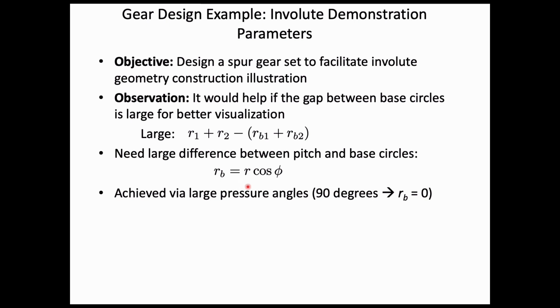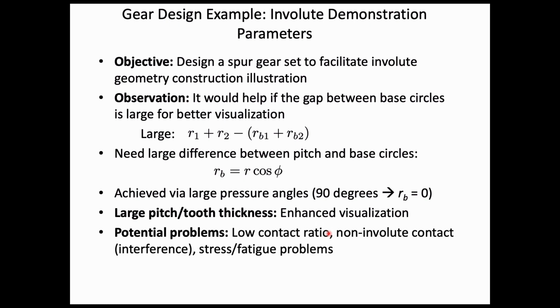And in the extreme limit, if the pressure angle approaches 90 degrees, then the base circle approaches 0. And of course, that's not physically meaningful. So we need something that's less than 90 degrees, but maybe larger than 20 degrees. We'd also like to have large pitch or tooth thickness. This is also going to help enhance visualization.